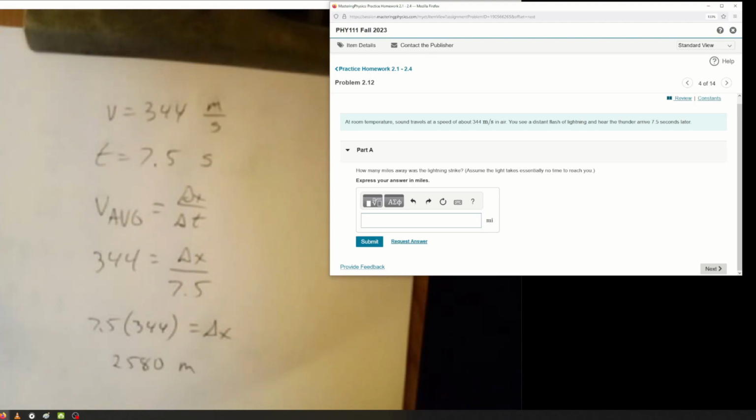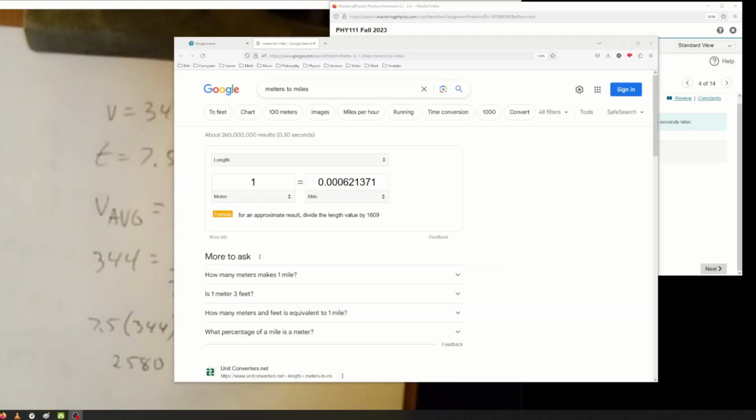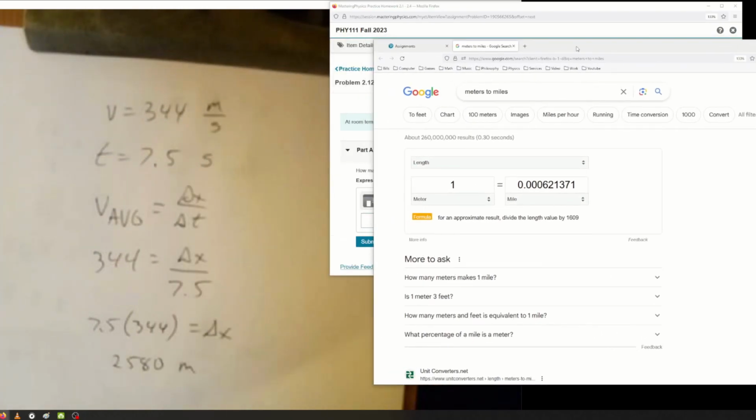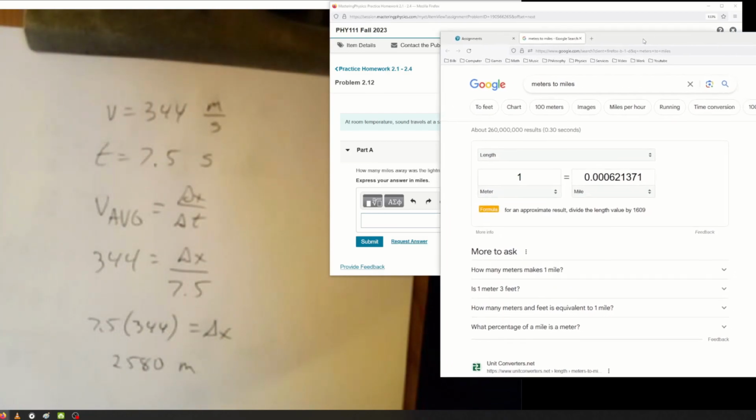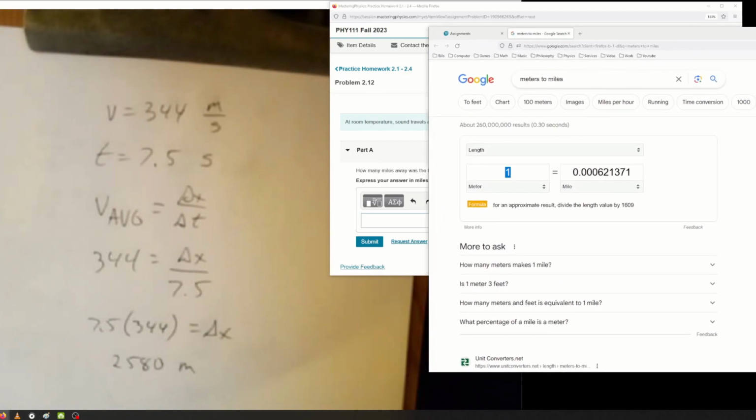So what I'm going to do is I'm going to pull up Google and just look. I have 2580 meters. And that is 1.6 miles.